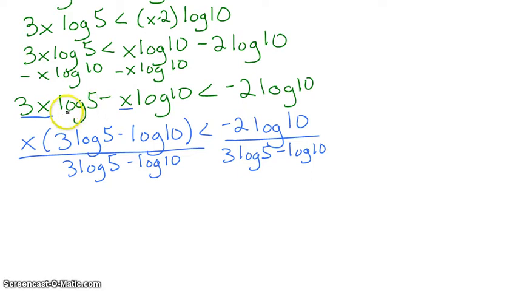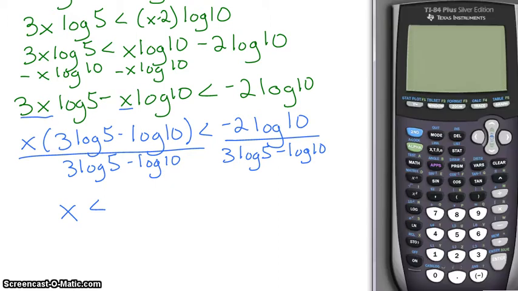I mean, if this was just 5 and this was just 10, we would do the same thing as if it was algebra 1. So now I have x is less than all this stuff, which I can just type into my calculator. I just have to be careful with my parentheses.